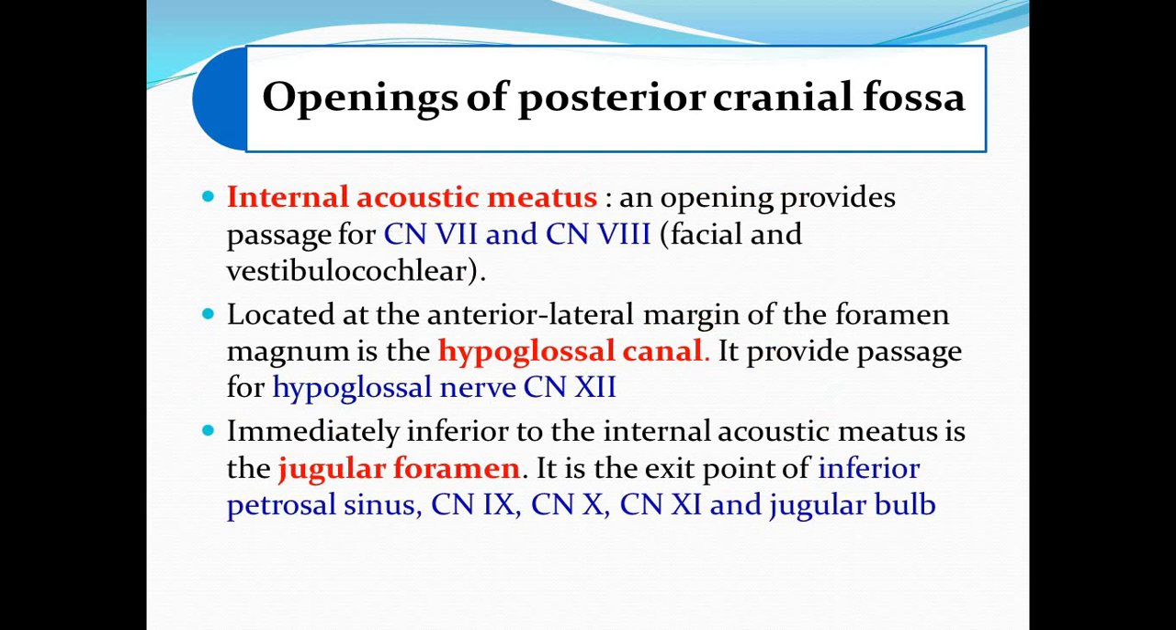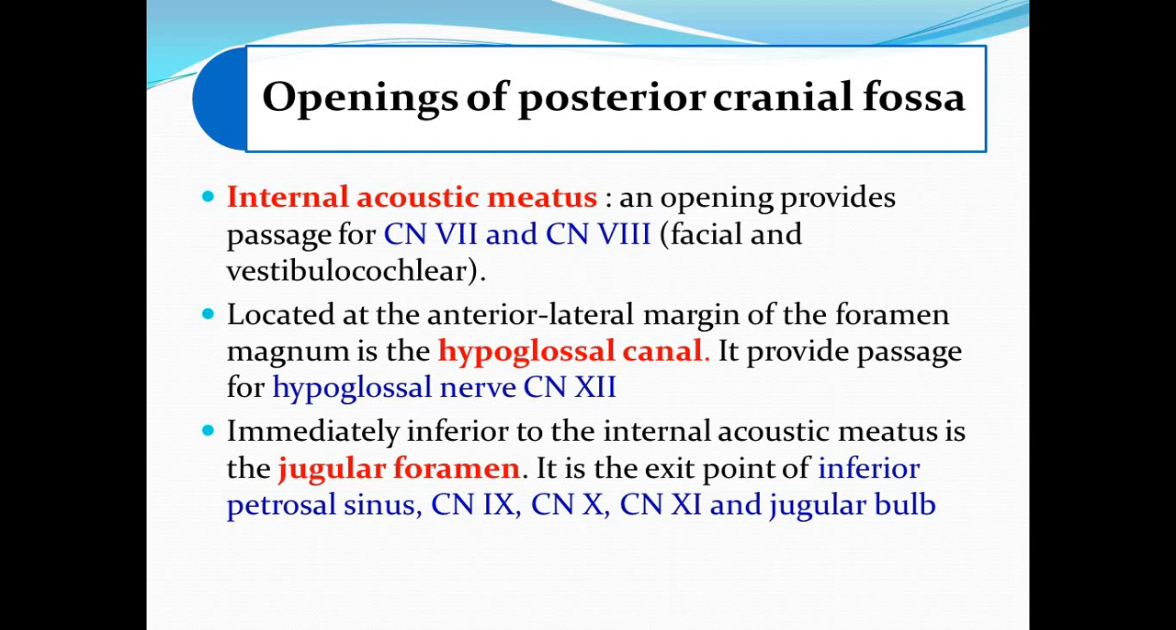The openings of the posterior cranial fossa include the internal acoustic meatus, and from the name we can guess that this is the passageway for the vestibulocochlear nerve, right? And by the way, the facial nerve originates together with the vestibulocochlear nerve and passes together through this opening. The hypoglossal canal is located at the anterior lateral margin of the foramen magnum, and from the name we can also guess that it is the opening of the hypoglossal nerve, which is cranial nerve number 12.